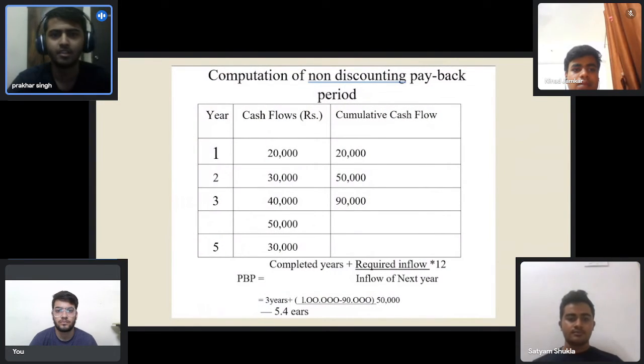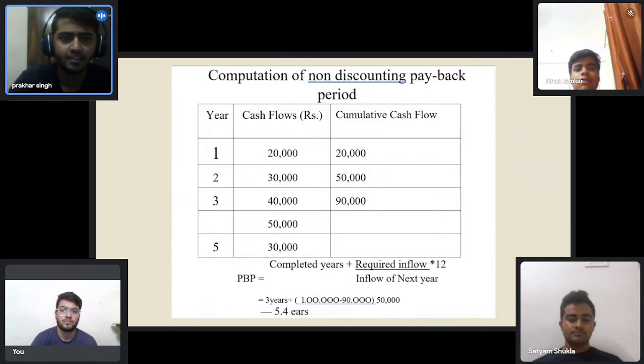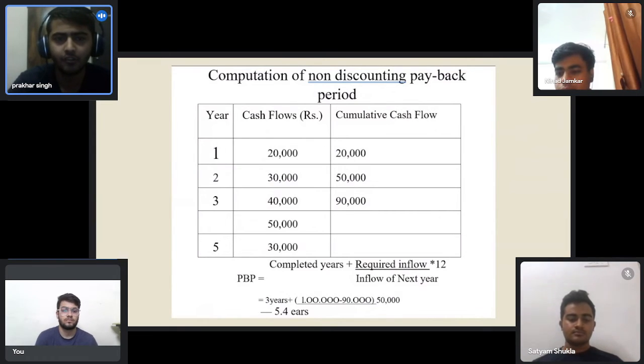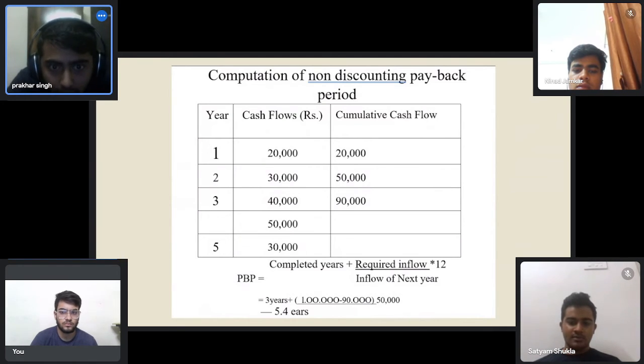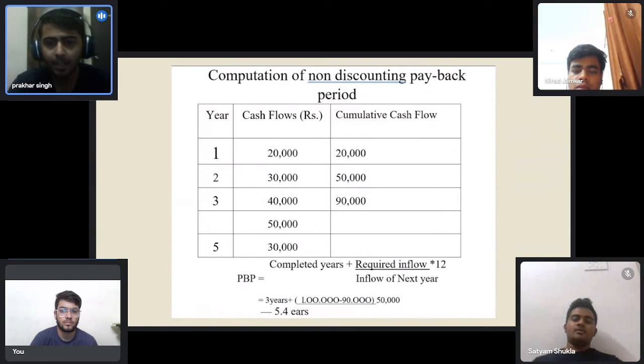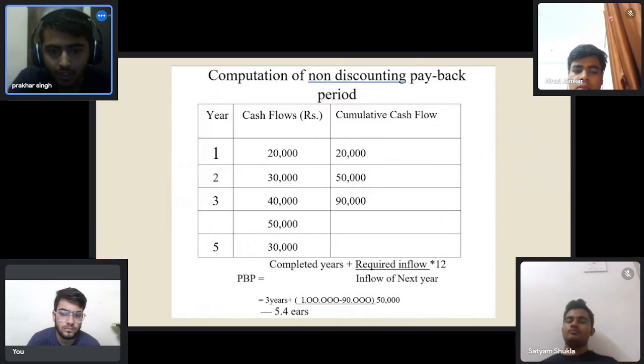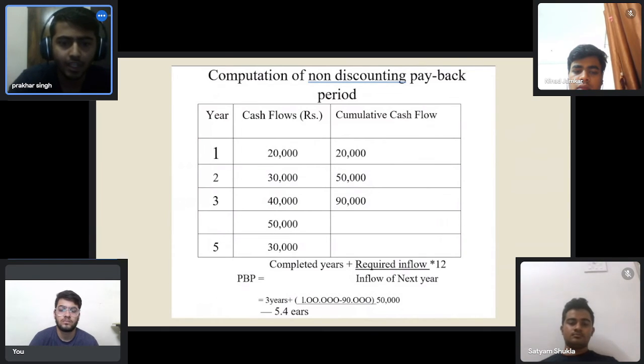Now the computation of the non-discounted payback period. Here is the data: the first column is the year, the second is the cash flows, and the third is the cumulative cash flows. To calculate the payback period, we use the formula: completed years plus required inflow upon inflow of next year, into 12. We have taken the third year. So the payback period equals 3 years plus 1 lakh minus 90,000 upon 50,000, which equals 5.4 years.